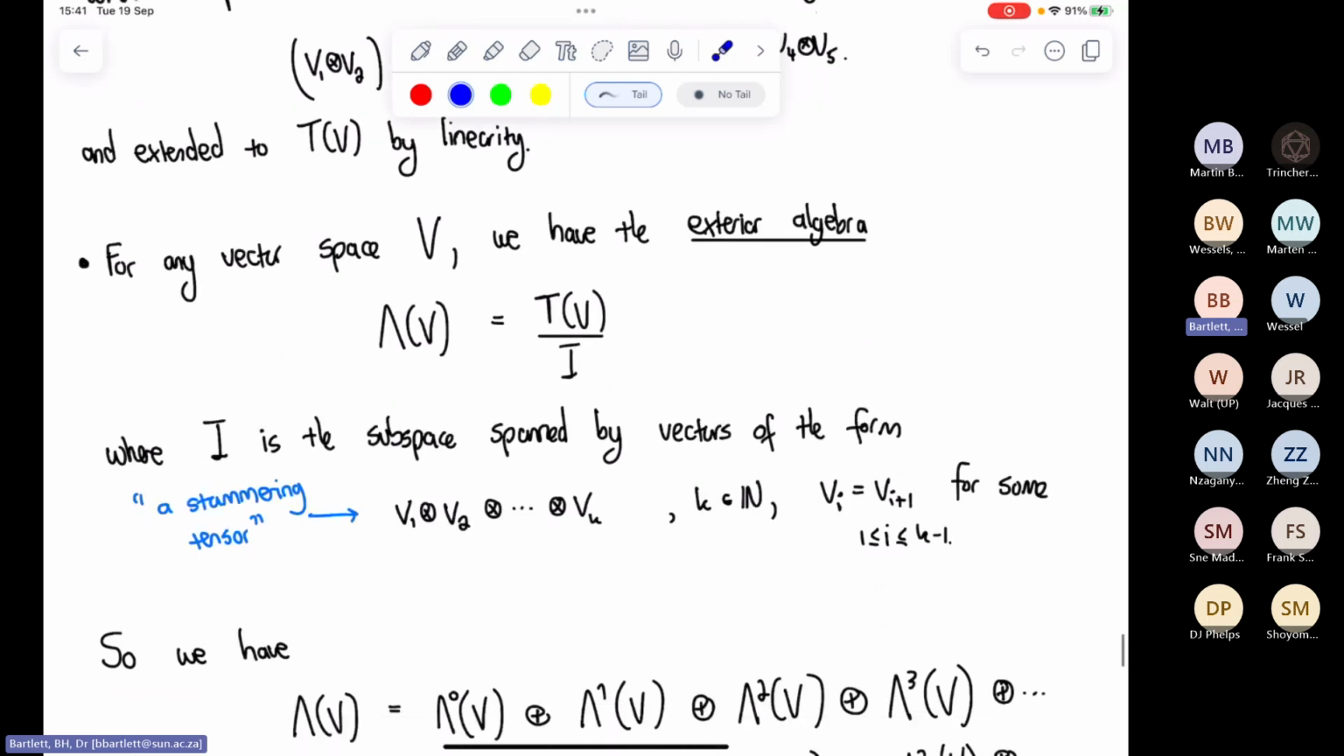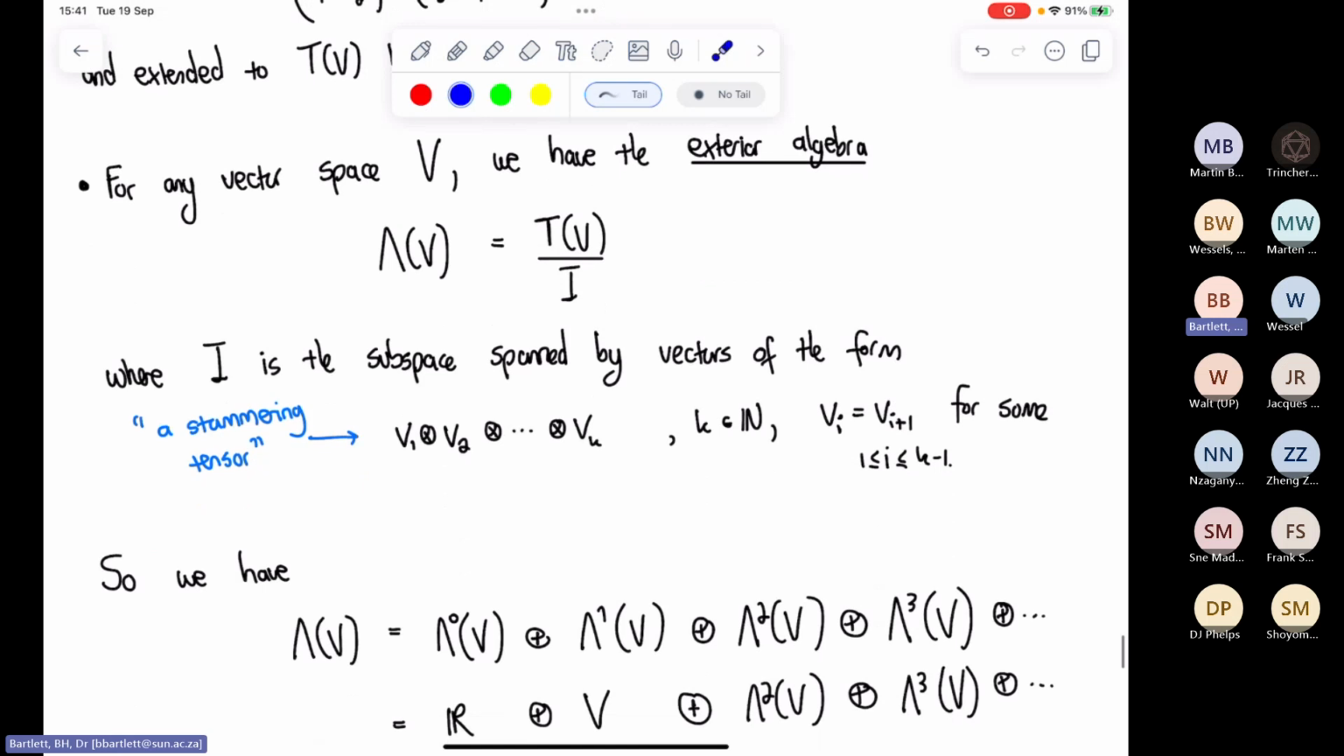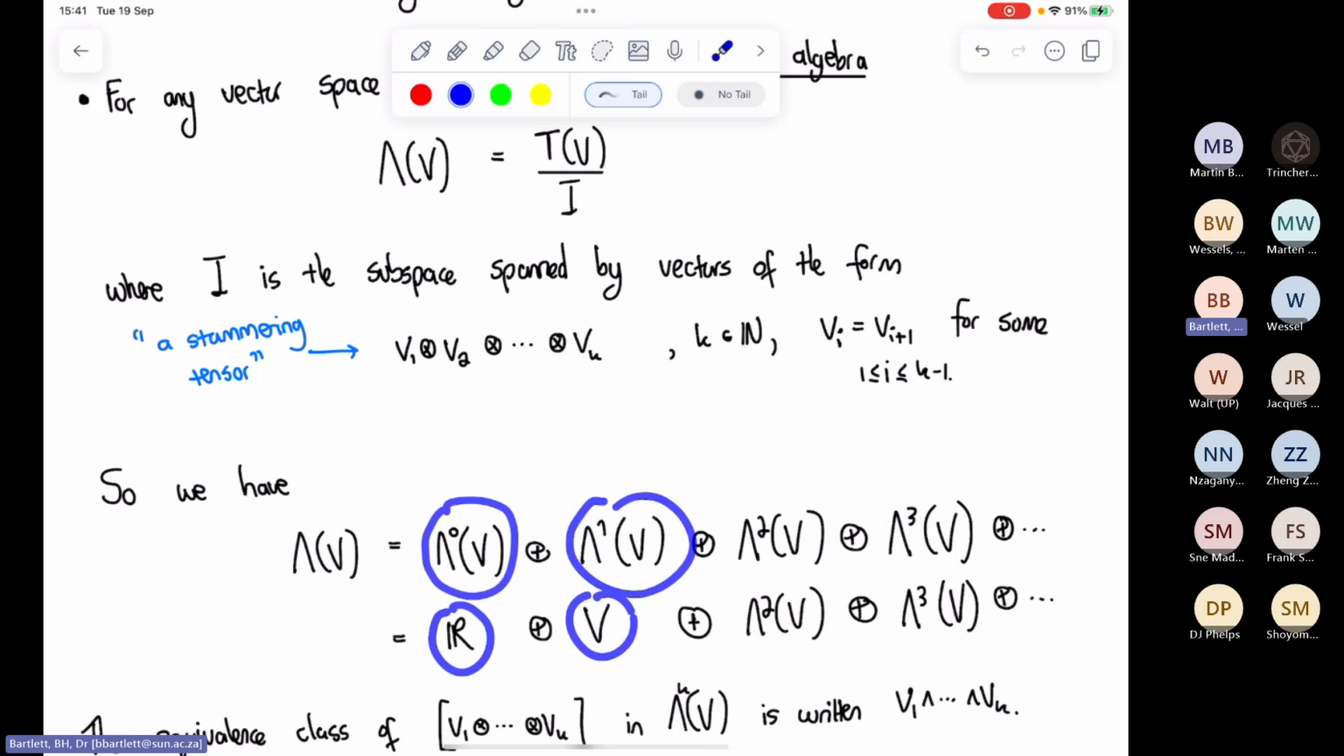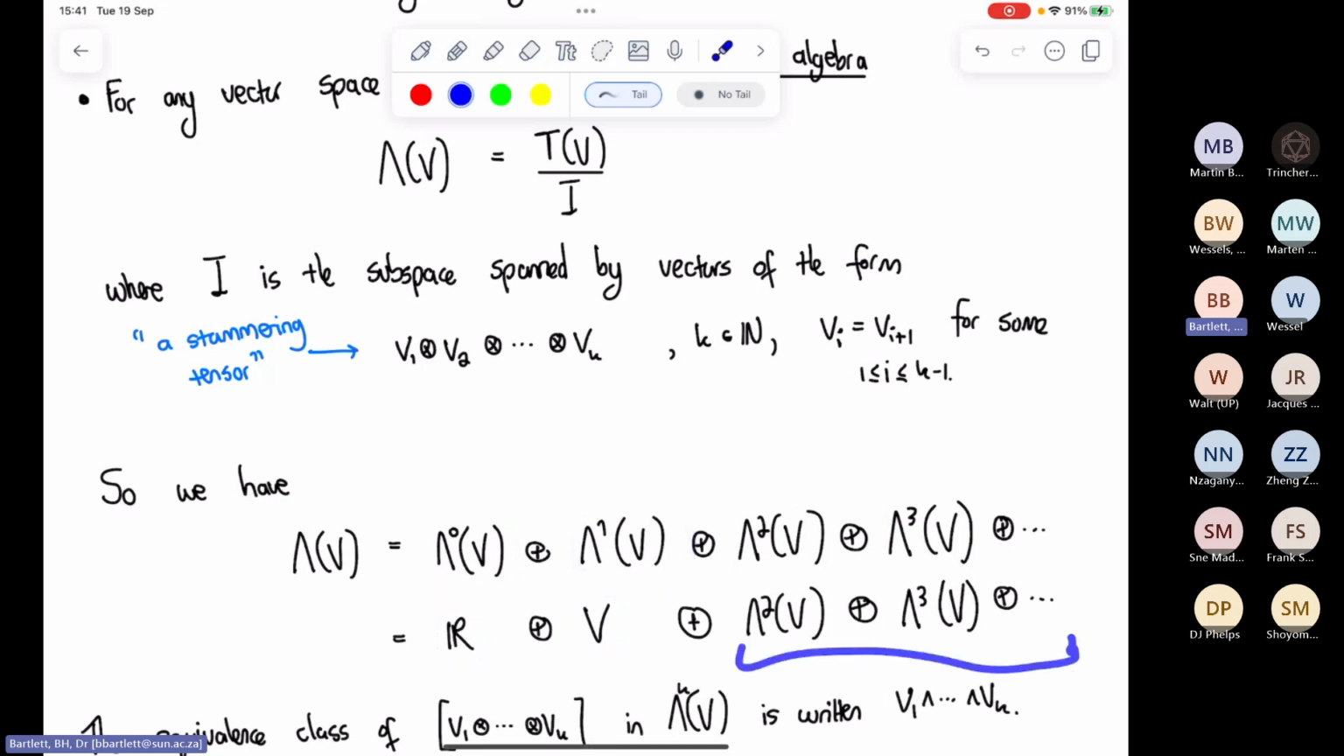Okay, so just to be clear, the exterior algebra then splits as a direct sum. There's the zero part, where I take the zeroth part of the tensor algebra and quotient by I. Then there are the parts of degree 1, degree 2, degree 3. And as I said, by definition, the exterior algebra at level 0 is just the ground field. At level 1 it is just the vector space V, and I can carry on.